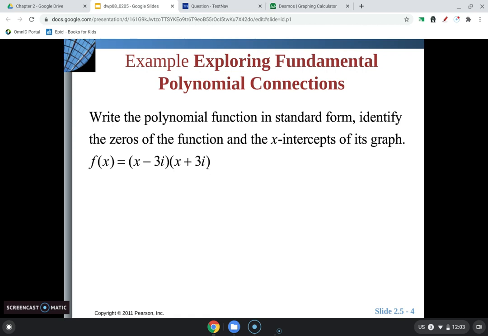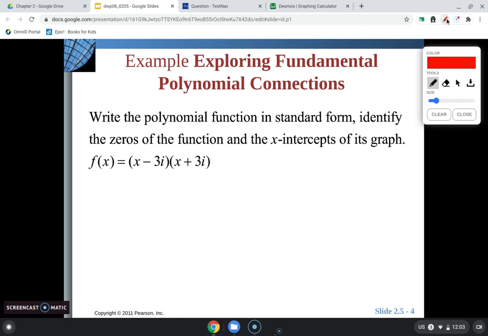Well, here's going backwards. So if they give you a function, and it says write the polynomial function in standard form, identify the zeros of the function. So let's do that. All right. So what makes the function 0? Well, the zeros would be 3i and negative 3i. So those would be the zeros, however many things make that 0. There would be 2. These would be non-real zeros in this case.